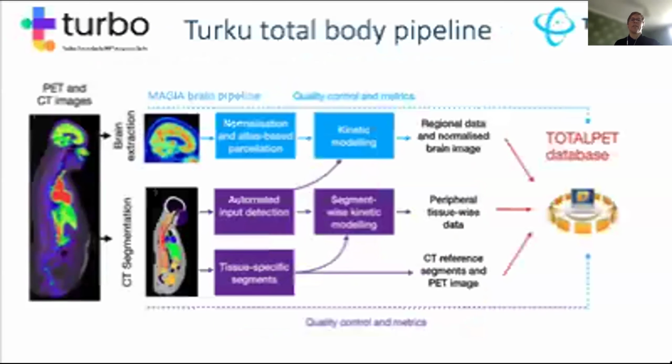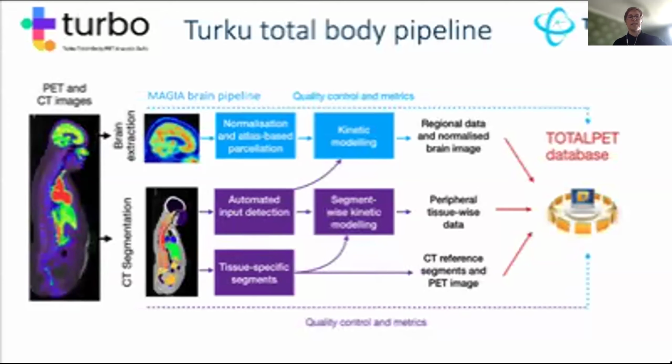So considering this, we have created our own method for total body PET data analysis. And this flow chart here shows the main components of the process. Our method is called the Turku body pipeline, or shortly TURBO. And it is divided into two branches. One is for brain image processing, and another is for the other body organs.